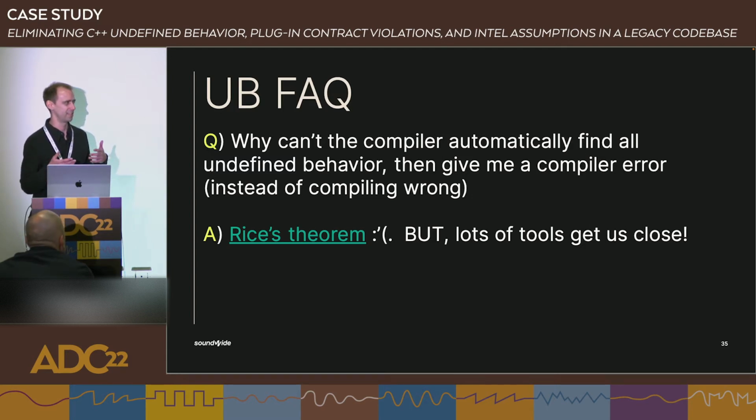But this isn't a death sentence where tools can't help at all. As we get into the tooling section later, we'll see you don't really need to find 100% of the undefined behavior, and also, you can run the program. So there are a couple of ways out of this, but there's a theorem saying the general case is impossible.